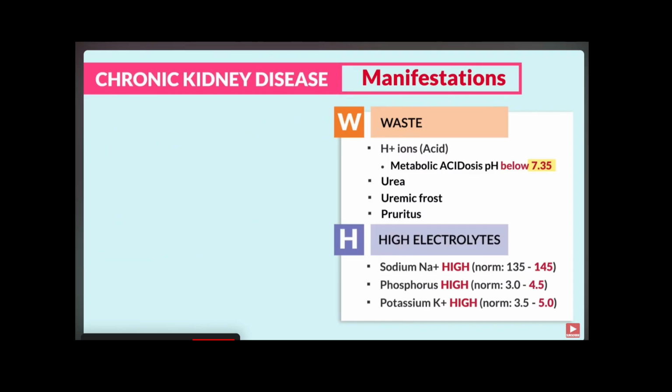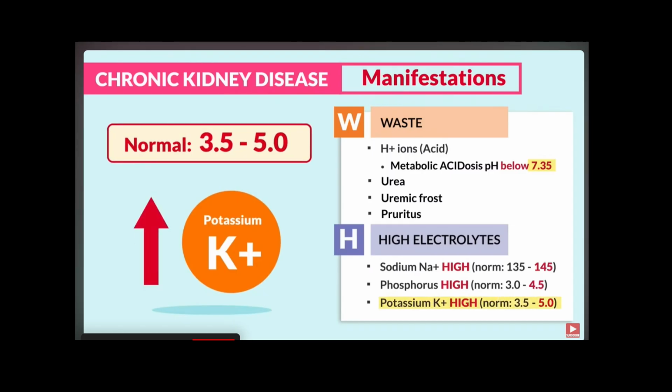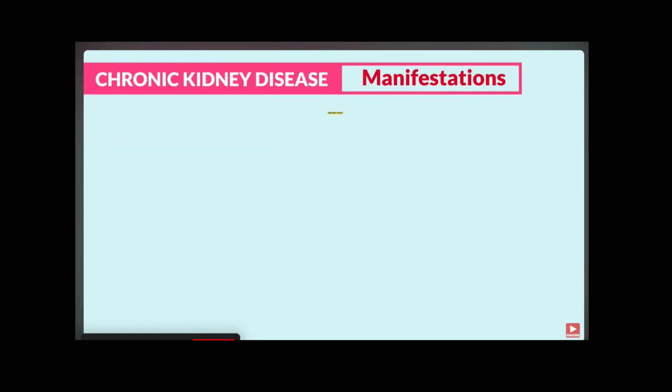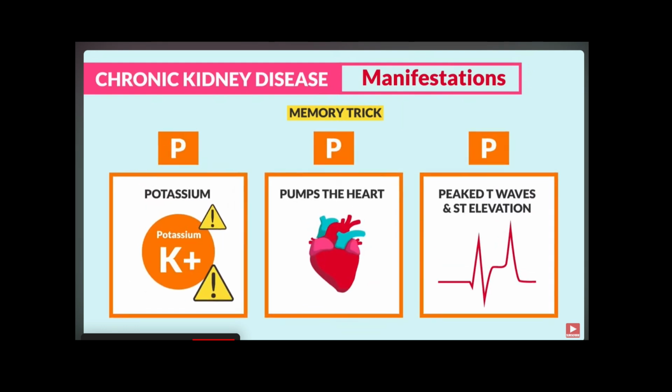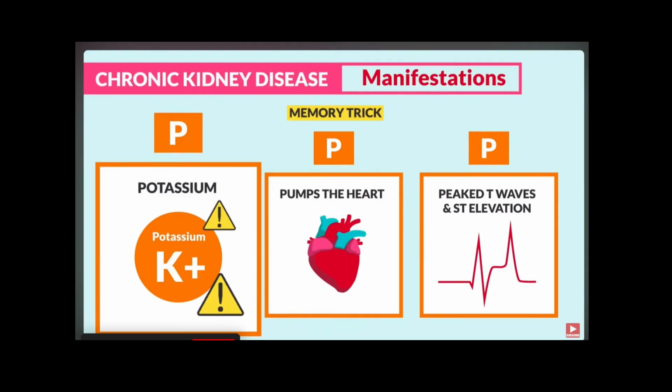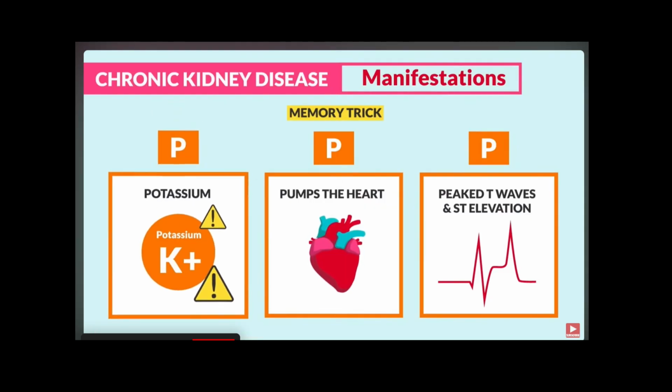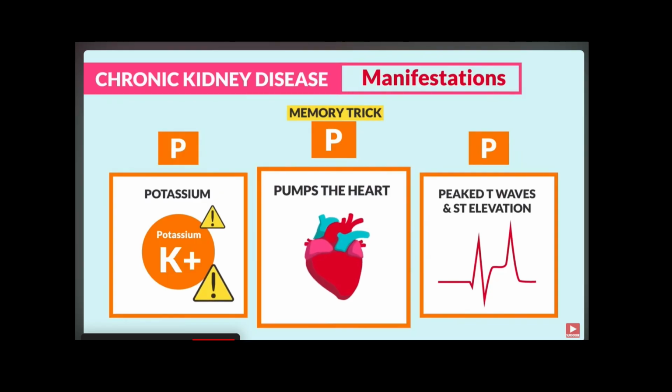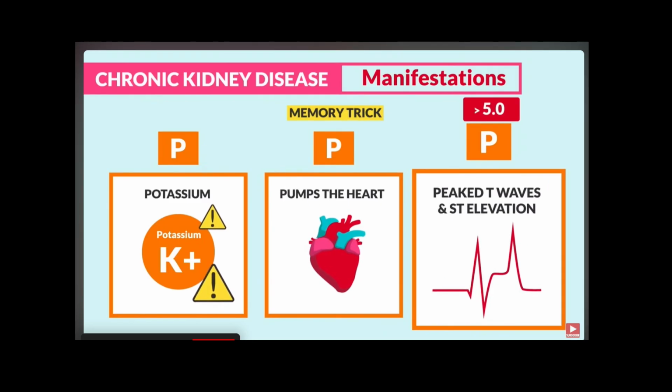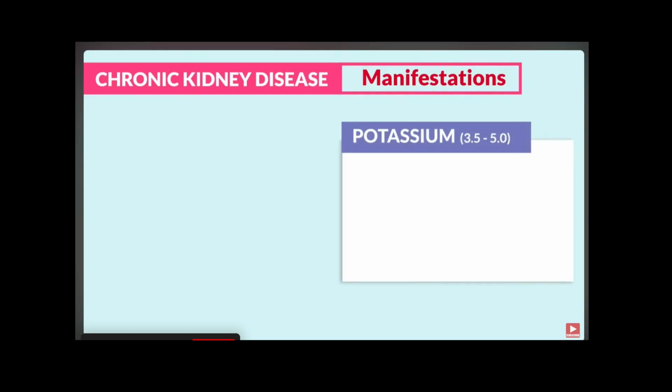Now, the big critical one here is potassium that is high, over 5.0. Now, this is the most important number one electrolyte on the NCLEX and nursing exams since it pumps the heart. So the memory trick we use is the 3 Ps. Just think, P for potassium is P priority since it pumps the heart muscles. So with high potassium over 5.0, we get high pumps of the heart, resulting in peak T waves and ST elevations from high pumps. So key terms to know.